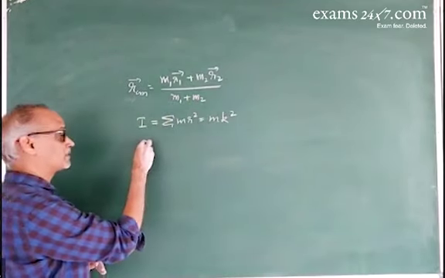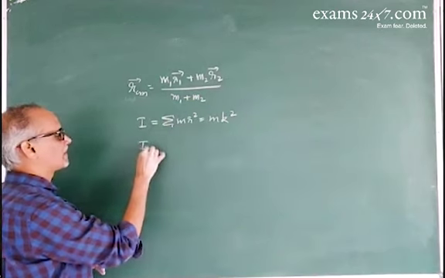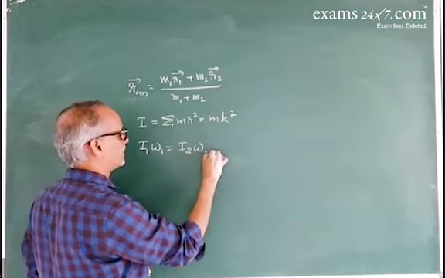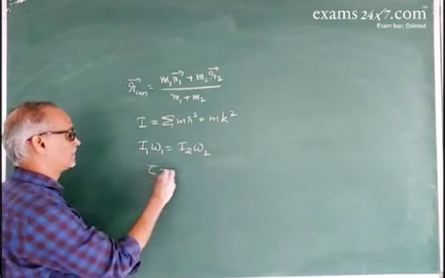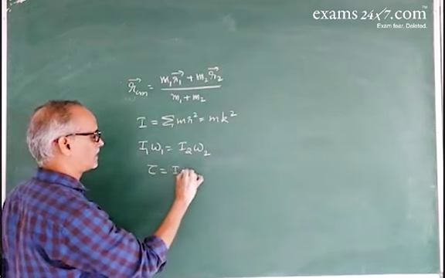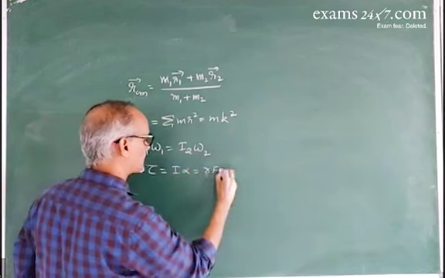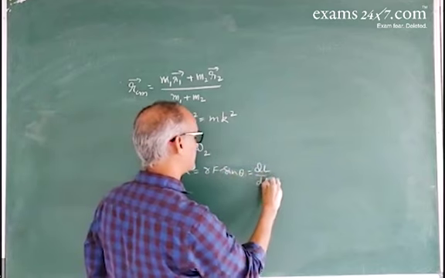Then the law of conservation of angular momentum, which is I1 omega 1 is equal to I2 omega 2. Formula for the torque, tau is equal to I alpha, or r F sine theta, or dL by dt.